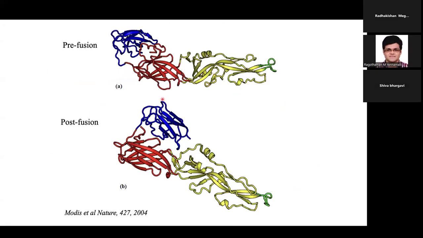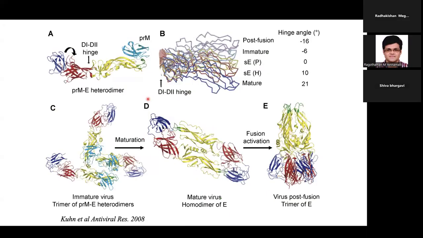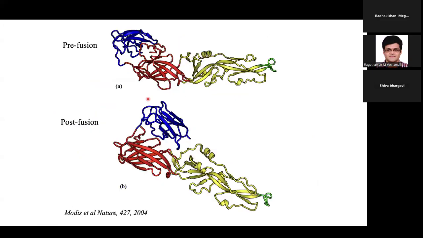So when we compare the structures of the pre-fusion and the post-fusion, we see that there is this conformational change between domain 1 and domain 2. Sorry, there's actually domain 3 and domain 1, and domain 2 is colored in yellow. Now, between domain 3 and domain 1, you have a series of conformational changes happening.